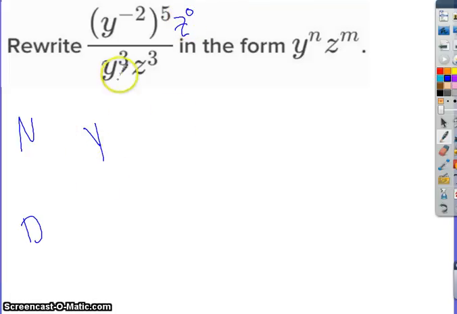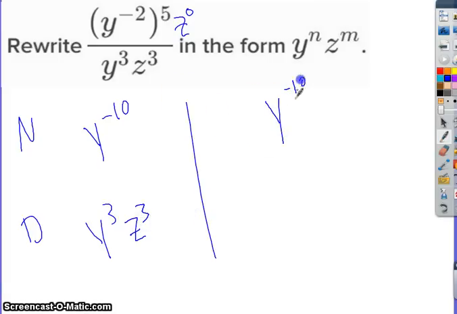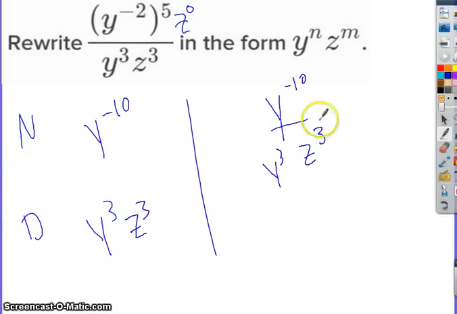So let's see, y to the negative 2 times 5 is negative 10 is the numerator. And then the denominator, I don't do anything. So this looks like it's going to be easy. Z to the 3rd. So putting them together, y to the negative 10 on top over y to the 3rd, z to the 3rd. So I'm now answering the question, y to what power, z to what power? For the y, it's negative 10 on top minus 3 on bottom makes a total of negative 13.